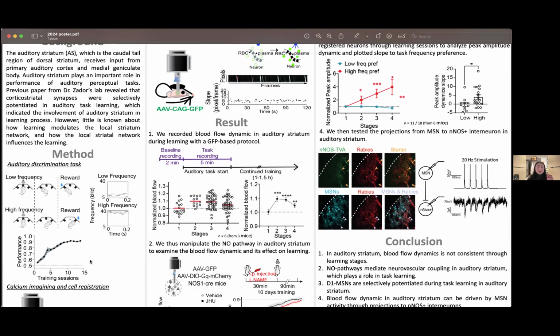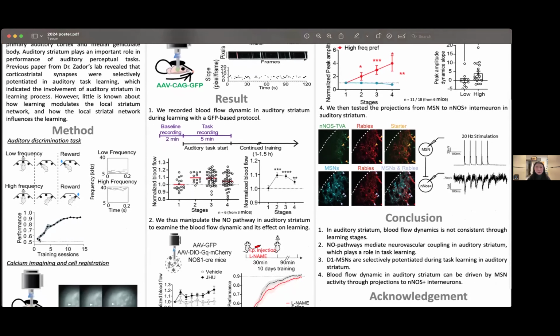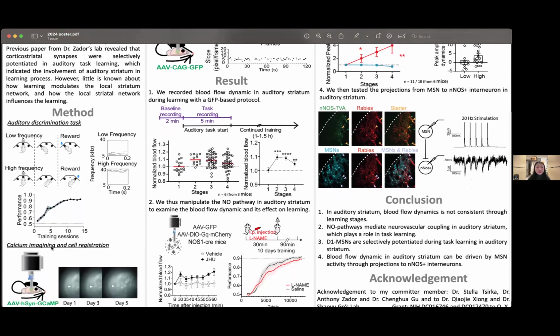So here I first give an introduction of the method. Here is the behavioral paradigm we use. The animal, a mouse, will be freely moving in the chamber, and they will self-trigger an auditory cue. It will be either low or high frequency. Then the animal will pick the left or right side according to the frequency. If they make the right choice, they will get a water reward. So we can see how the animal's performance gradually improves as the animal keeps training.